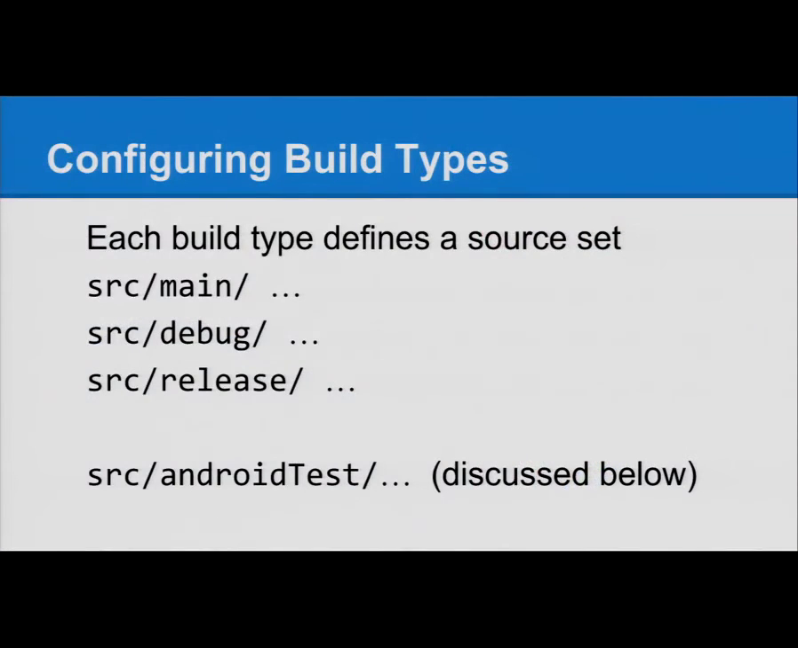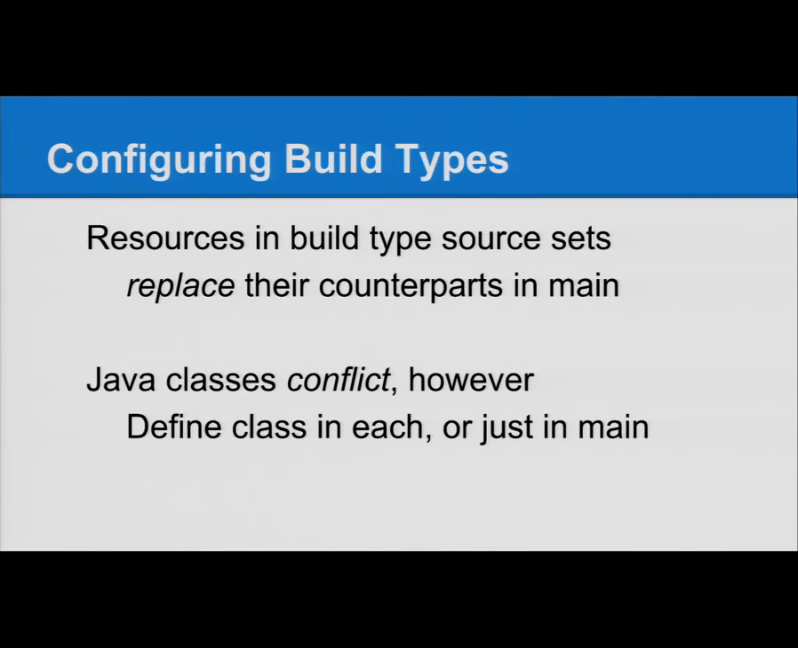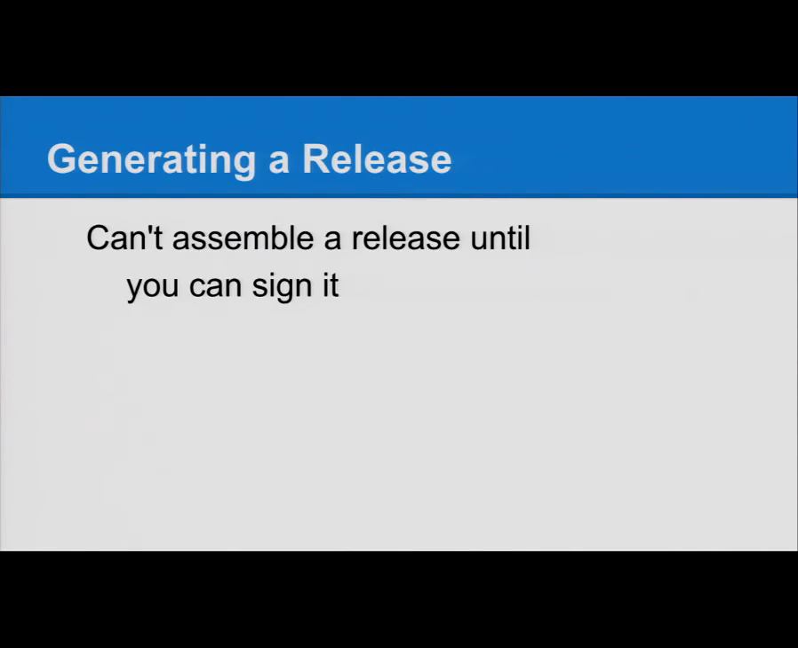Then you have your source main, source debug, source release. You have different folders based on the build types and folders based on flavors, same thing here. So the resource types just take their counterparts, but the Java classes conflict. You have to be careful. And then flavors, you again have a separate source tree on all of those to make that work.